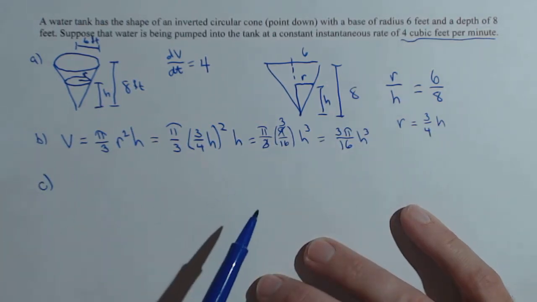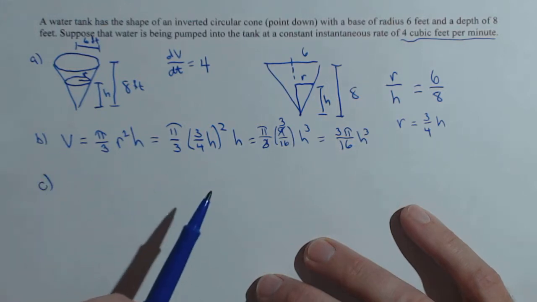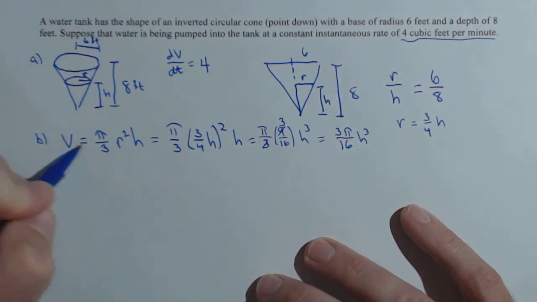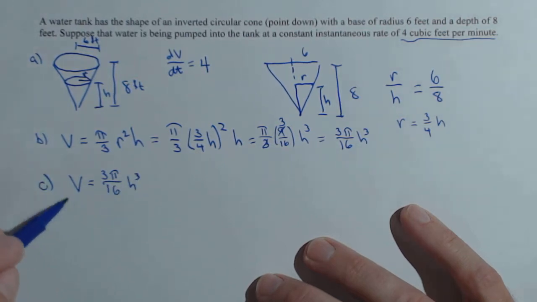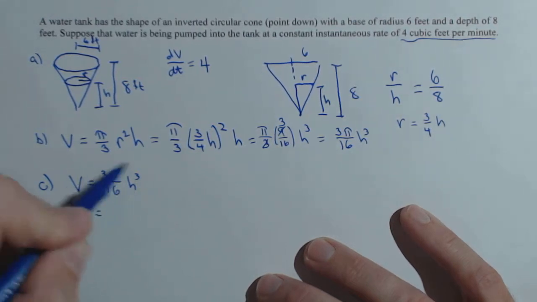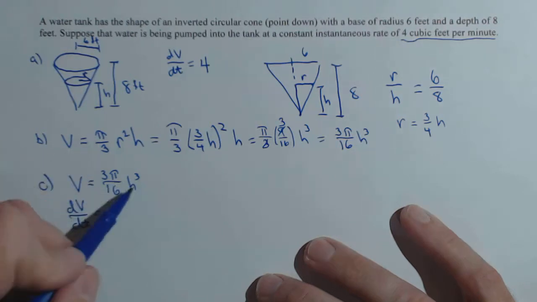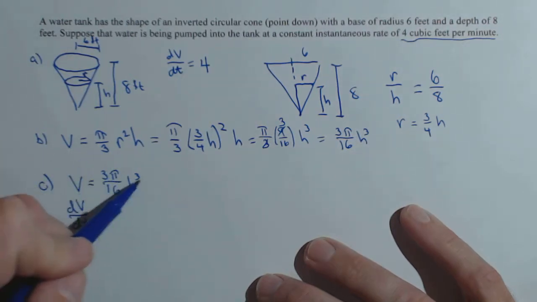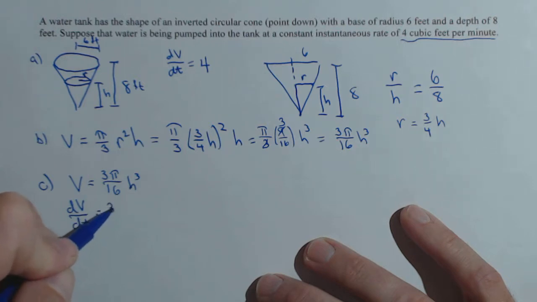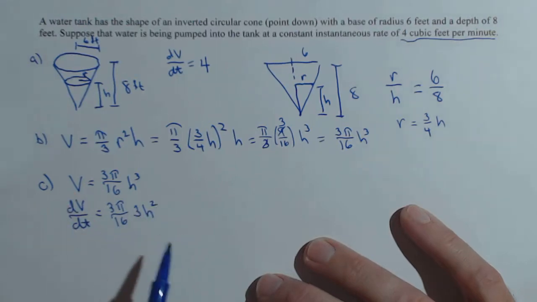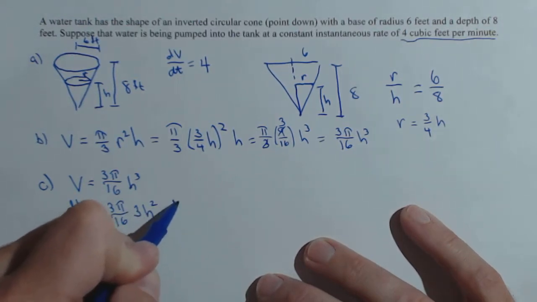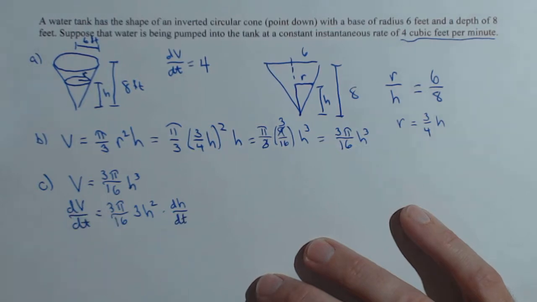What that allows us to do is now get a relationship between the rate the volume is changing and the rate the height is changing. So we're going to differentiate both sides. Let's rewrite this so we can see this: 3 pi over 16 h cubed. So the left-hand side becomes dV/dt, that's the derivative of V with respect to time. Over here, this is going to be a power rule, and then a chain rule involved. So just think of it as a power rule at first. So 3 pi over 16, now here is our power rule, 3h squared, the derivative of h cubed. Now we have to multiply by the derivative of the inside, dh/dt.